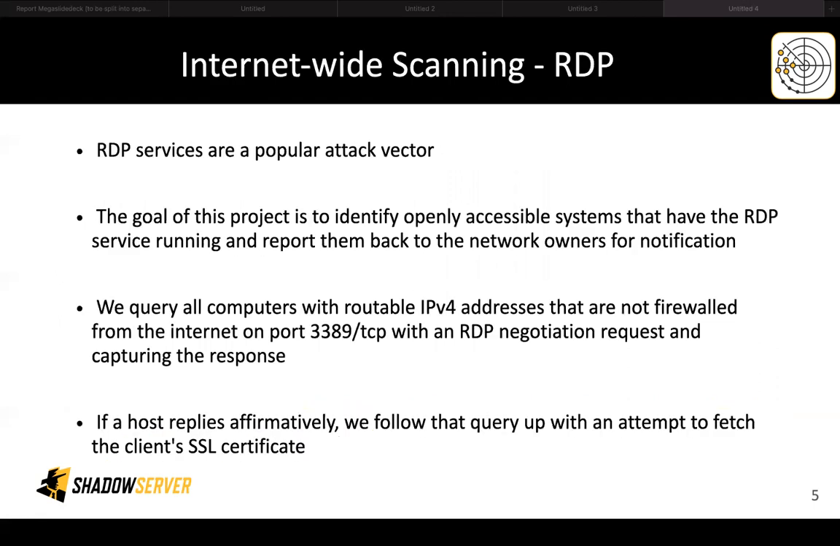Internet-wide scanning, RDP. RDP services are a popular attack vector. The goal of this scan project is to identify openly accessible systems that have the RDP service running and report them back to the network owners for notification. Therefore, we query all computers with routable IPv4 addresses that are not firewalled from the internet on port 3389 TCP with an RDP negotiation request and capture the response. If a host replies affirmatively, we follow that query up with an attempt to fetch the client's SSL certificate.